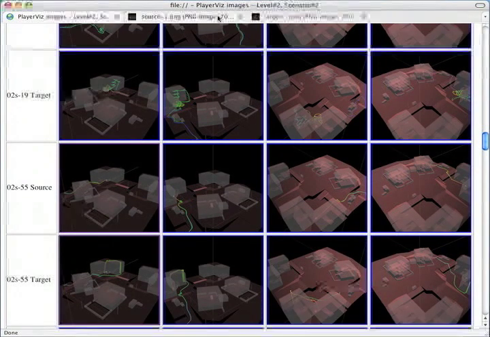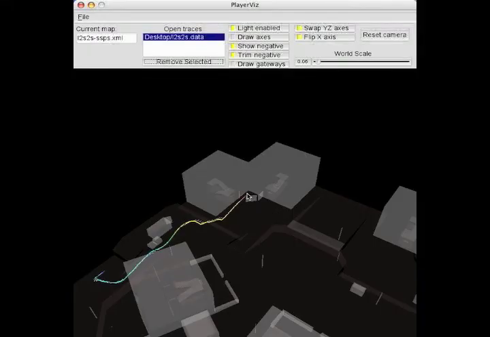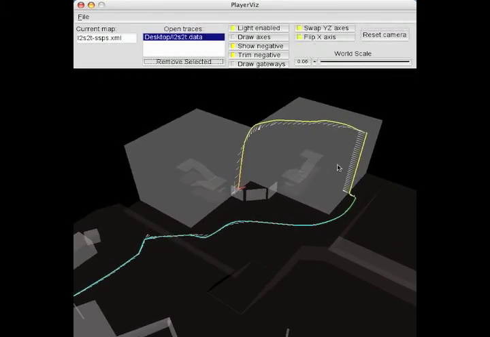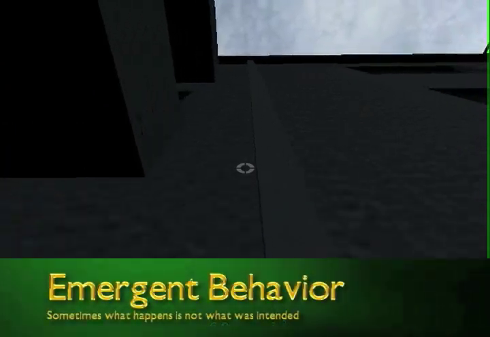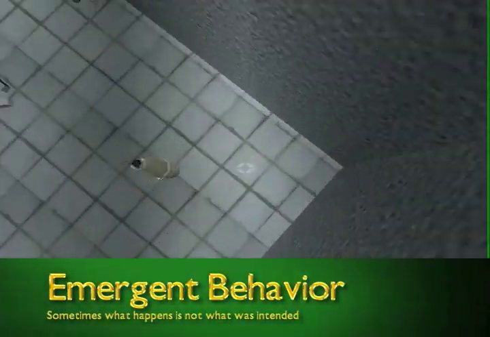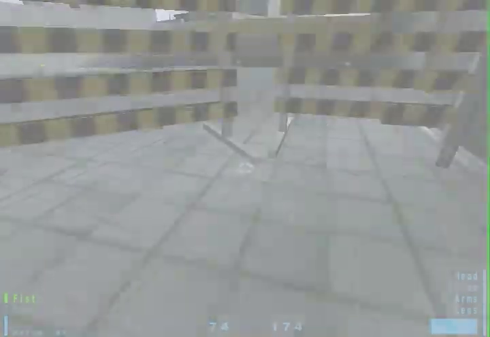Another useful application is discovering unexpected or emergent player behavior. In this example, the first trace shows what a player should have done to reach the goal. The second trace is what this player did, which was to climb the side of the building, walk on the roof, and then drop down onto the goal. This type of emergent behavior would be hard to identify without visual representation.